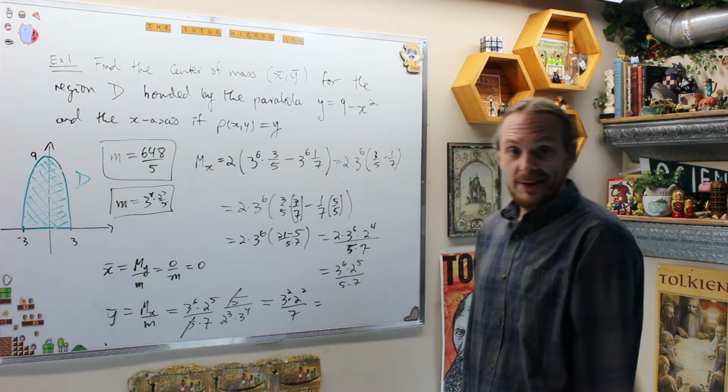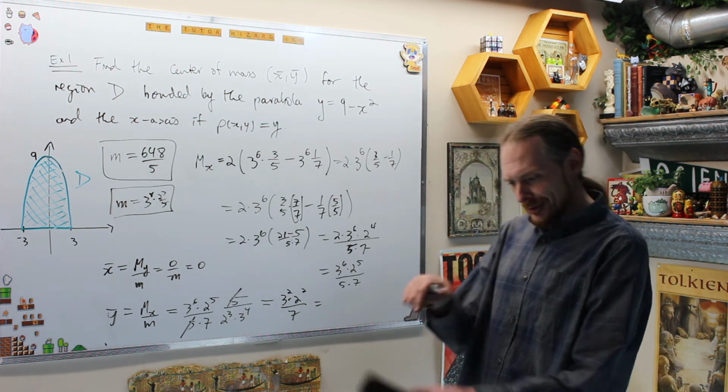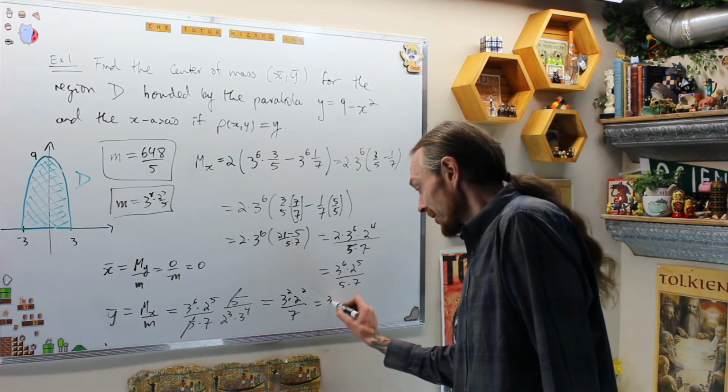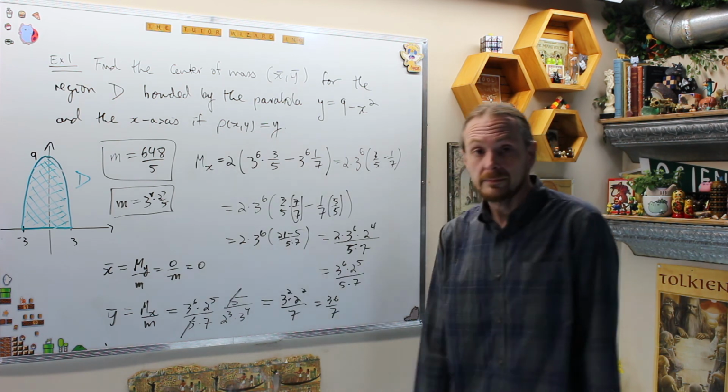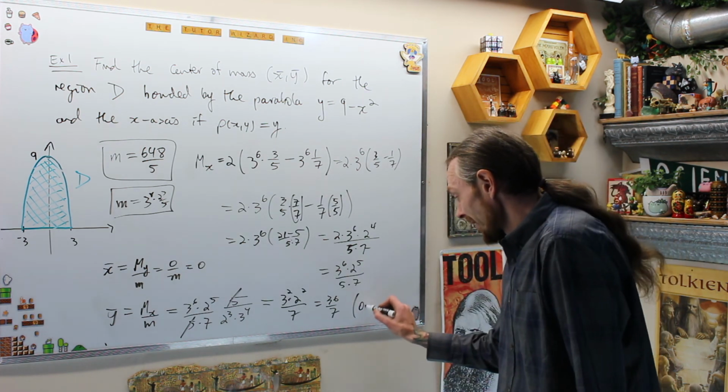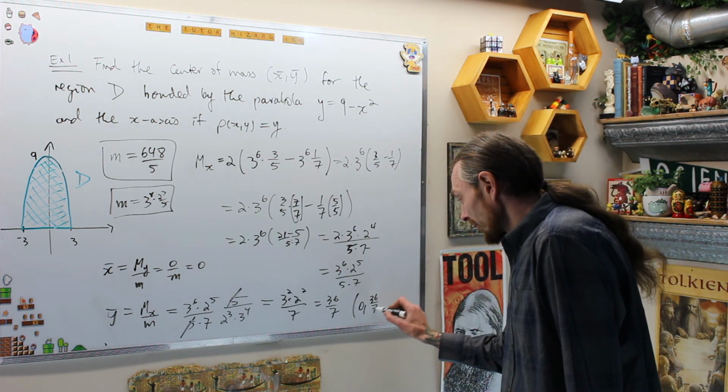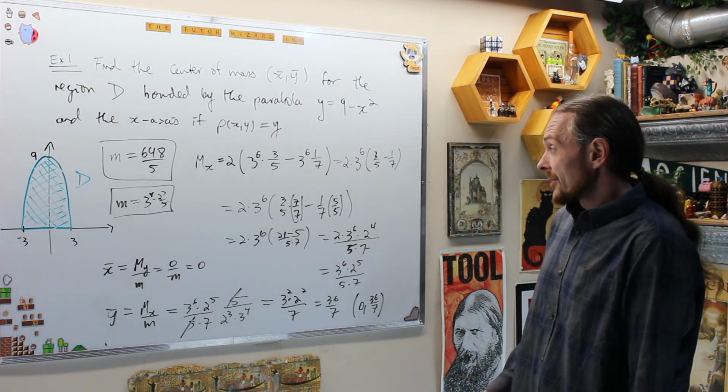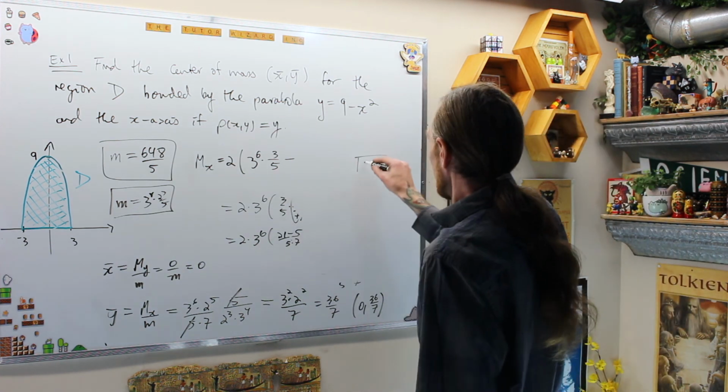In its common avatar that you would have wrote after you'd use your calculator, 9 times 4 is 36 over 7. What does that tell us? Our center of mass is 0, 36 over 7. Who's 36 over 7? I don't know.